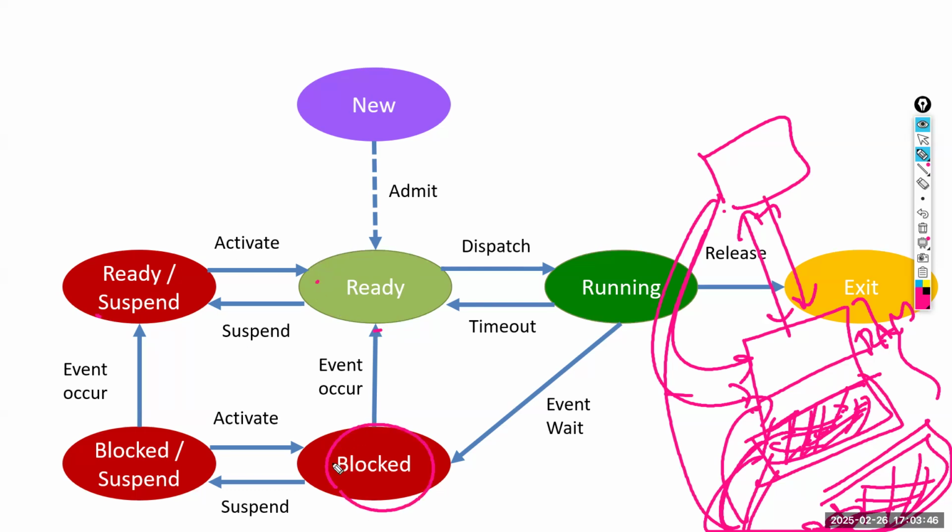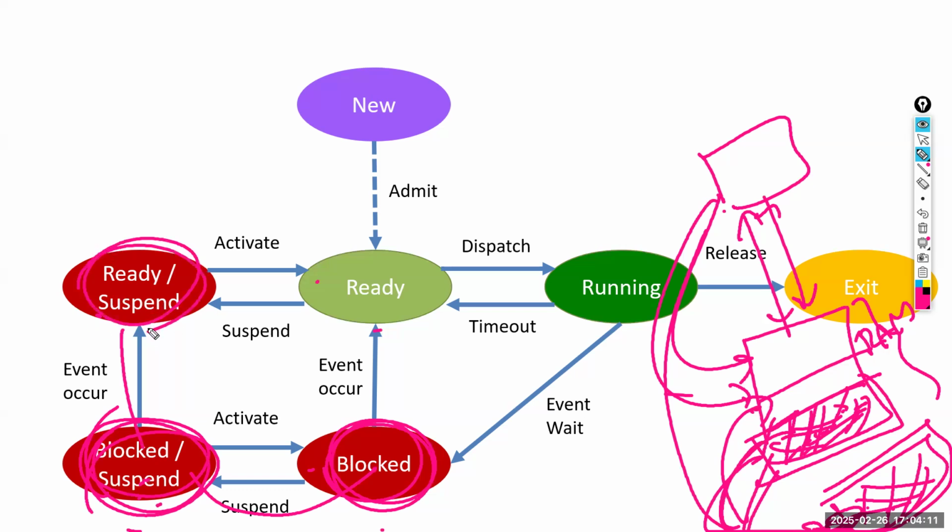But if that particular process was in a block state waiting for user interactions, then it will consider it as block suspend. That means it is now part of the memory in the secondary storage and also waiting for the user interactions. If the user interacts, it will go to ready suspend, because it's still in the virtual memory. But if the virtual memory issue is resolved, but the user has still not interacted, then it will come back to the block state.